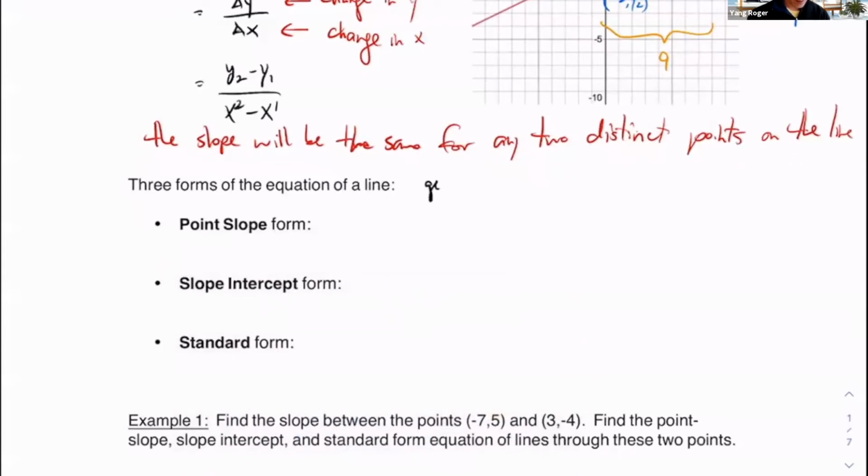So we're given a slope m and a point x0, y0. When we have this, we can find the equation of the line. The easiest way to find the equation of the line is to use something called the point slope form. You have this slope and this point, and you can use those two pieces of information to create the line. The way we do that is y minus y0 is equal to m times x minus x0.